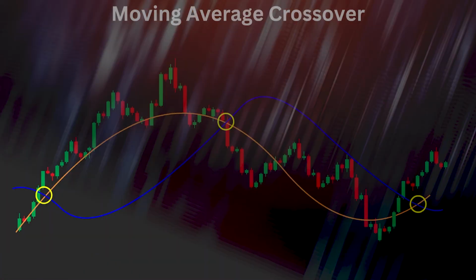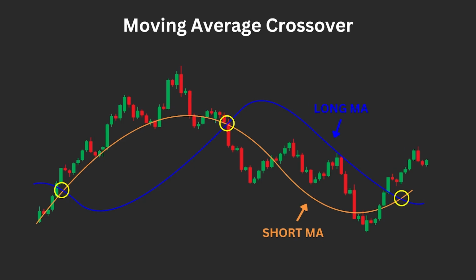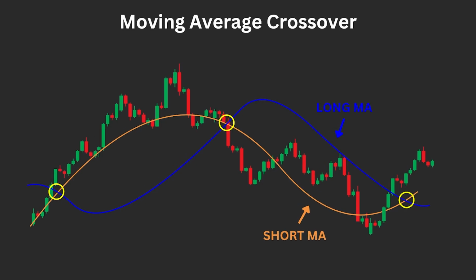The crossover strategy is one of the simplest and most effective ways to use moving averages. It works by combining two moving averages: one that reacts quickly to price changes, the shorter one, and one that moves more slowly, the longer one. When the shorter moving average crosses above the longer one, it's a signal to buy. When it crosses below, it's a signal to sell.